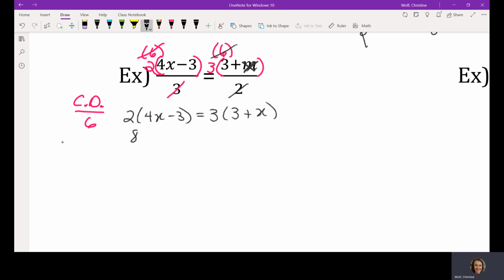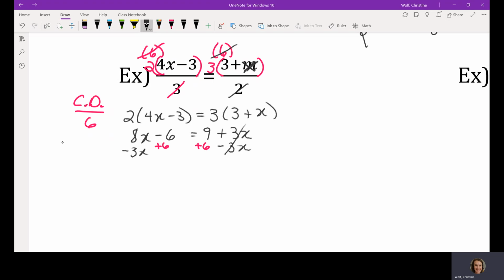And now we distribute. 2 times 4x is 8x, 2 times 3 is negative 6. 3 times 3 is 9, plus 3 times x is 3x. Whoops, sorry. Okay, I have x's on both sides. You know me, I like keeping my x's only on the left, so I'm going to cancel out my x on the right by minusing 3x to both sides. But also in the same breath, I know I'm going to have to add that 6 to both sides right away, so I'm going to do that in the same step.